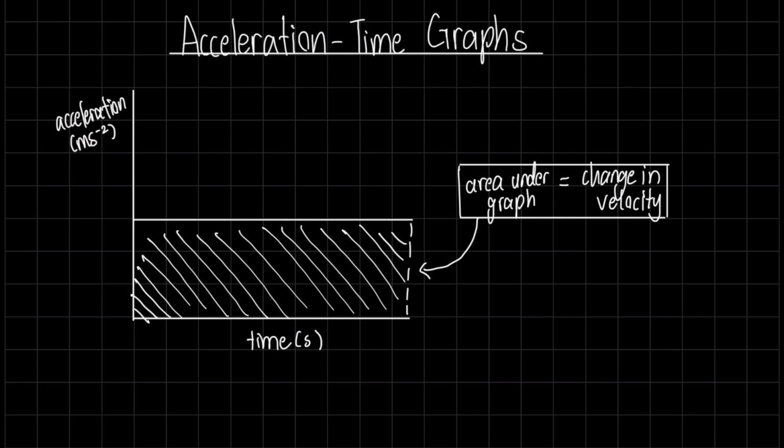All right, now the final thing we're going to be looking at is acceleration time graphs. And the only thing you need to know is the area under the graph is the change in velocity. Again, this is better shown. So area would be acceleration multiplied by time. And as we know, acceleration is just the change in velocity over time. So change in velocity is acceleration multiplied by time, hence area under the graph.